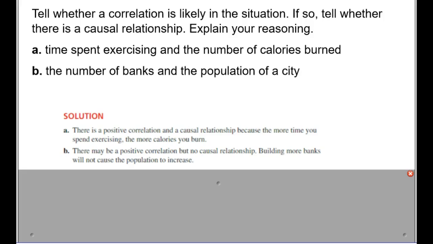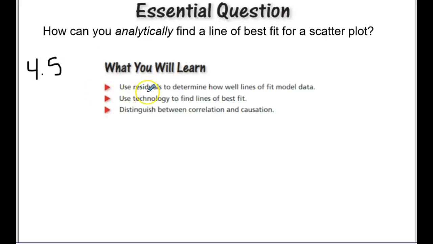Now let's look back at our learning targets. First we used residuals, and we looked at what residuals were and how we can use them to figure out if our data matches our line of best fit. The second one's a big one that we're going to be doing a lot using technology, and that's Desmos. That's going to be our biggest thing that we use. And then we looked at correlation and causation.